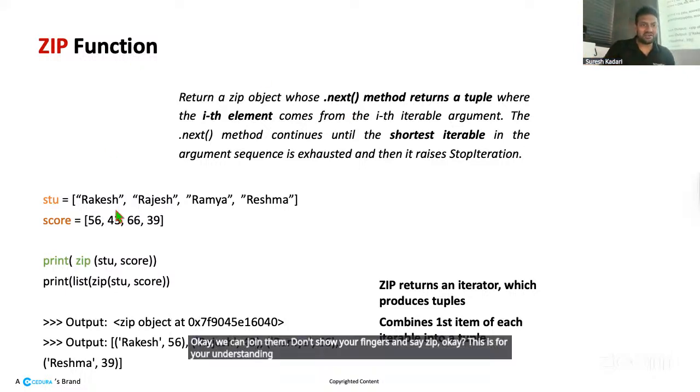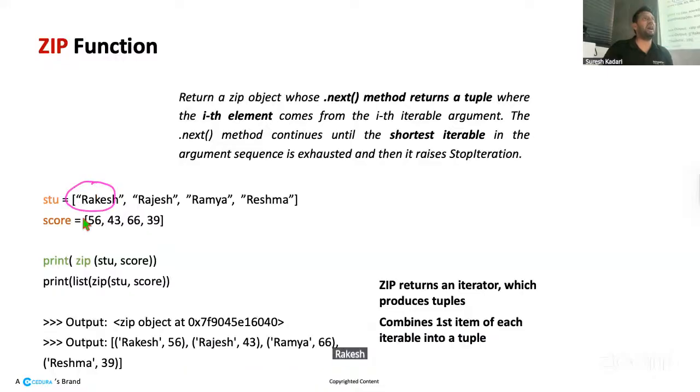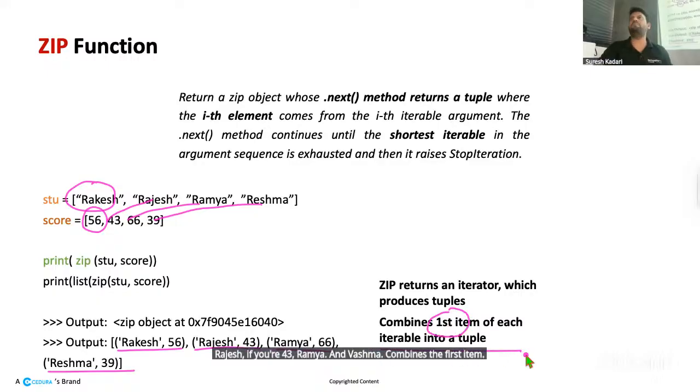That means Rakesh, the first item, is zipped with the first item of another. The second, Rajesh, Ramya, Reshma. See, you got it here. Rakesh, 56. Rajesh, 43. Ramya and Reshma. It combines the first item of each iterable into a tuple. Okay, see, it is creating a tuple. What is a tuple?